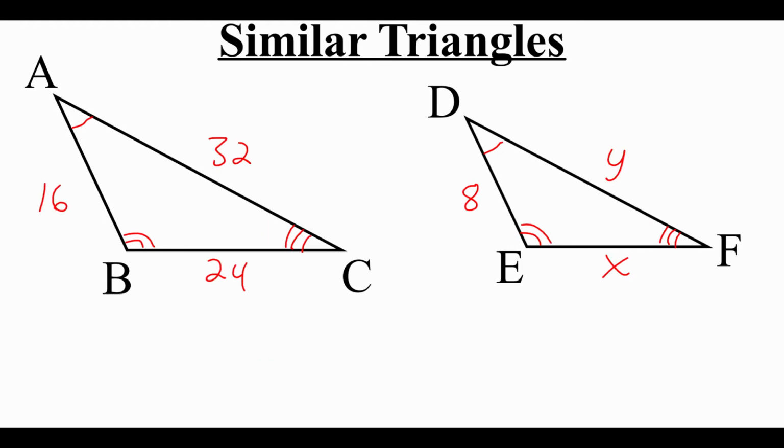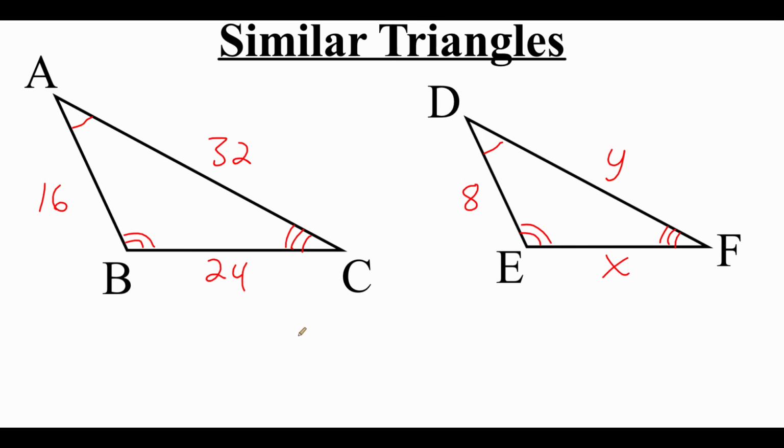Now, we can use properties of similar triangles to help us do a little problem solving. So here we've got a similar picture, but I've added some lengths to those sides of the triangles. In the triangle on the left, we've got 16, 24, and 32 for those lengths. In our triangle on the right, we only know one of the lengths. We know from D to E is 8. But we're going to use what we know about these two triangles being similar to each other to help us find these two missing sides.